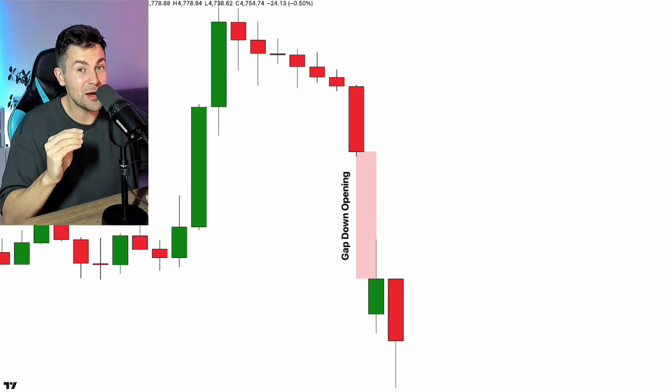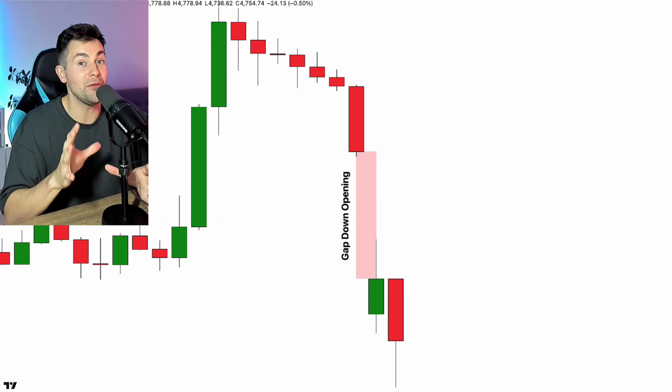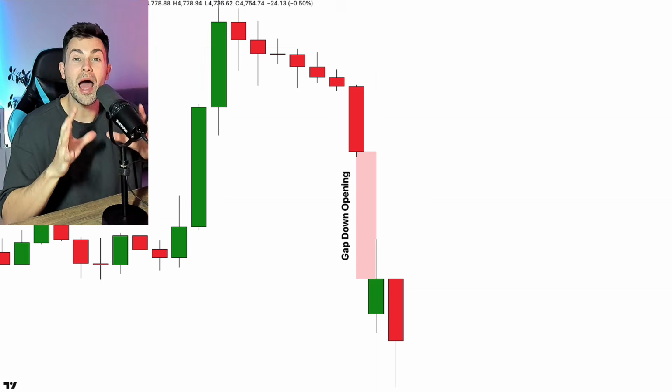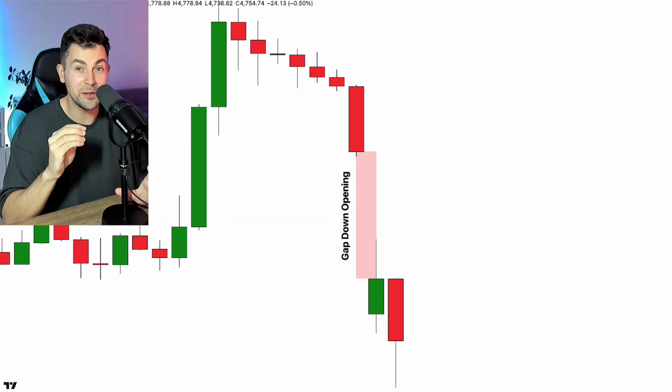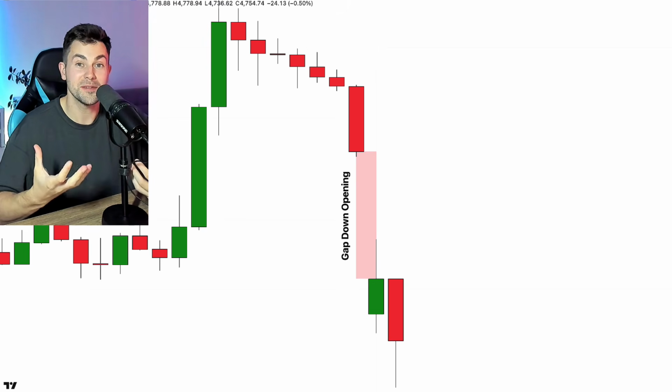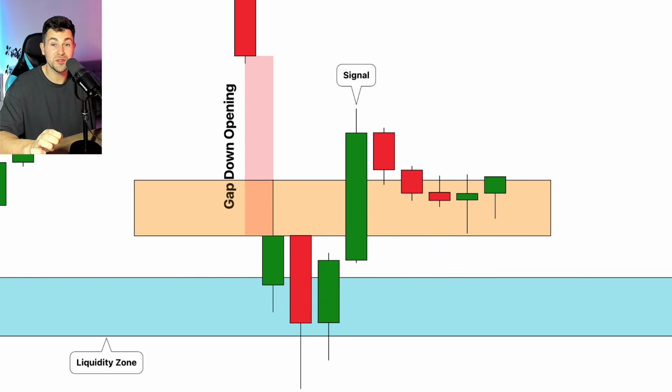That is a gap down opening that gold formed after the market opening on Monday. I was patiently waiting for a signal to buy gold, expecting that this gap would be filled. And that was the signal.